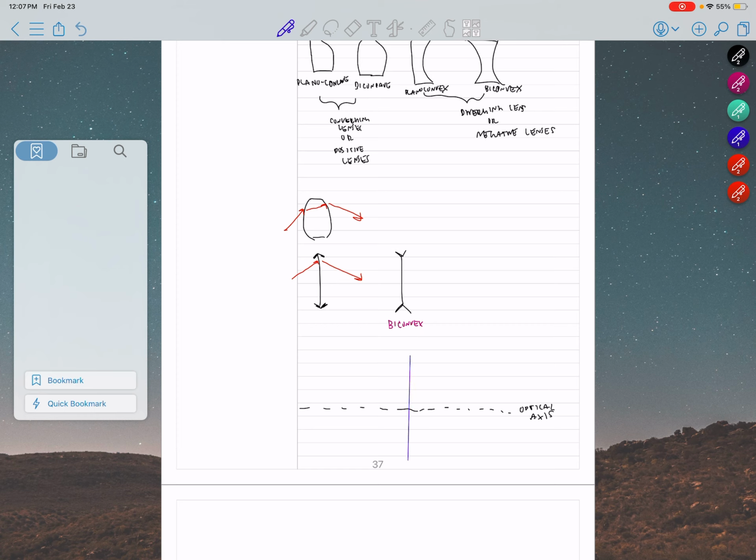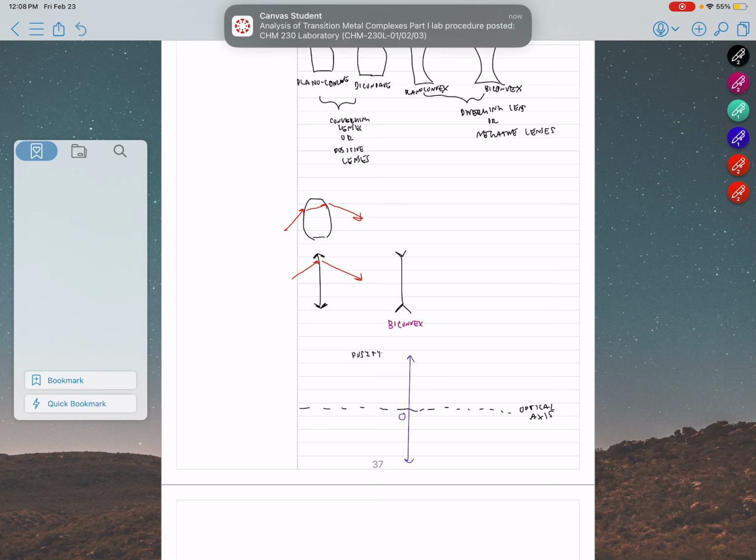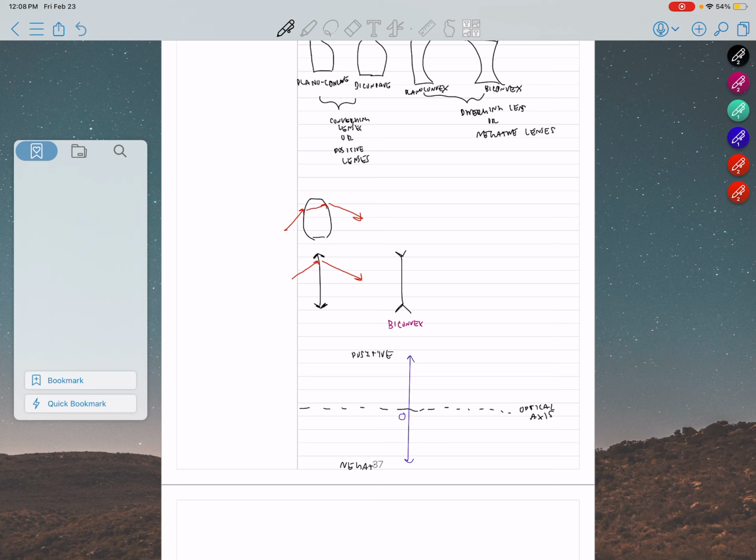Okay. And the intersection of the lens with my optical axis, that's going to be my origin. Okay? Now, distances above the optical axis are going to be positive. Distances below the optical axis are going to be negative. Okay? Everything to the left of the lens is called the object space. And to the right is going to be the image space.